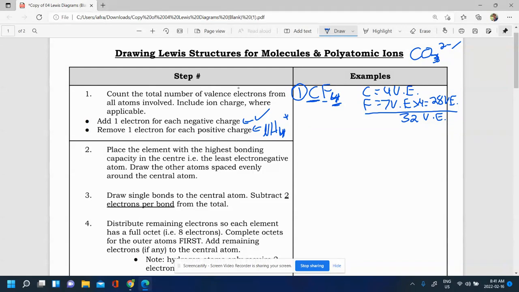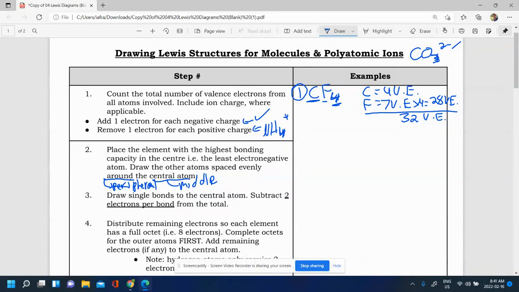Now we have to decide where to place the atoms. So we have to find out what our central atom is going to be, the one in the middle, in other words, the middle atom. And we also have to figure out what the surrounding atoms are. We often call surrounding atoms peripheral atoms, on the periphery. They surround it, the peripheral atoms around the periphery.